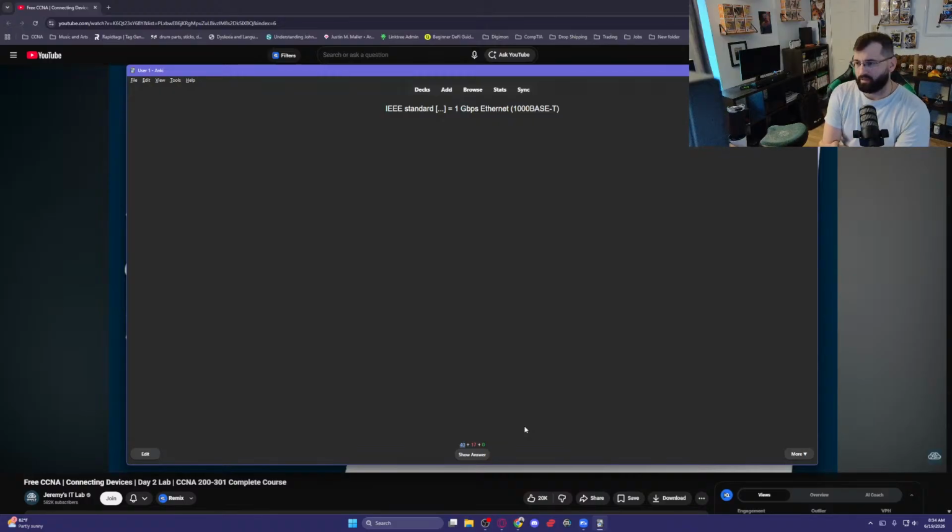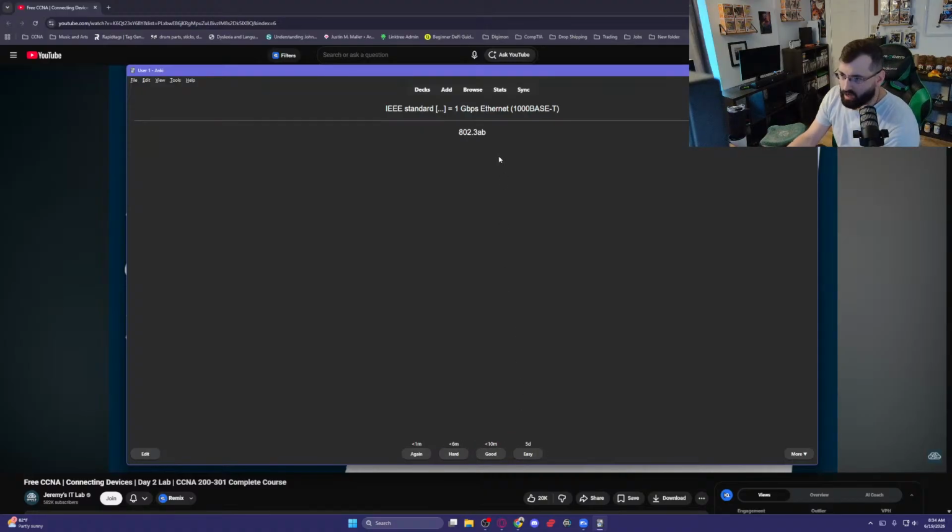IEEE standard blank equals 1 gigabit Ethernet. AN. AB. I wonder if the AB, AN, the letters, connect with the wireless protocol, the IEEE 802.11. I wonder if they're the same. I bet you they are.